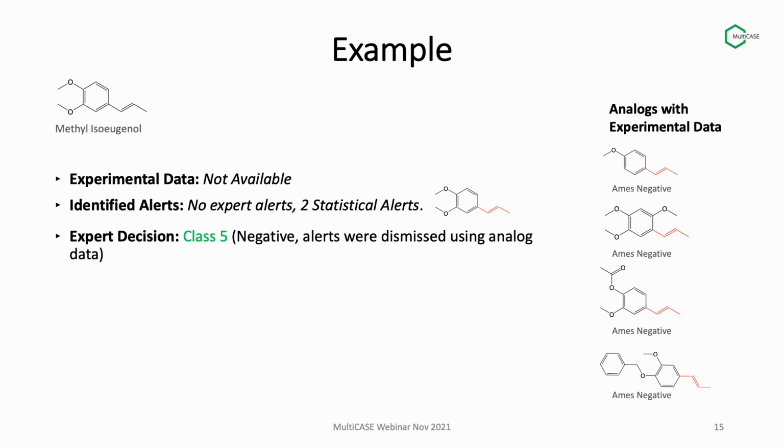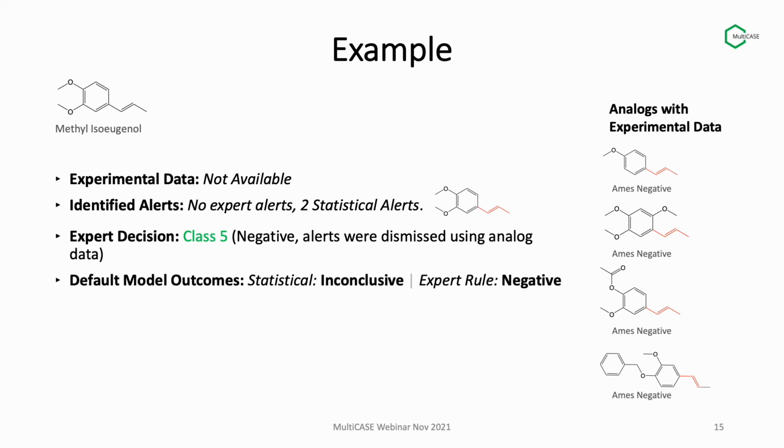Now let's look at the default model predictions. The statistical system gave us inconclusive, and the expert rule based gave us negative. As you probably have already noticed, I'm giving the default model outcomes last, just to emphasize the fact that in many cases you do not even have to pay much attention to the model outcomes. What is important is the evidence or the reasons of toxicity, which are alerts from the models. Those are the main important factors in the expert decision making process.